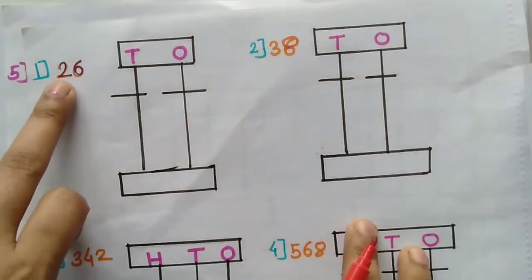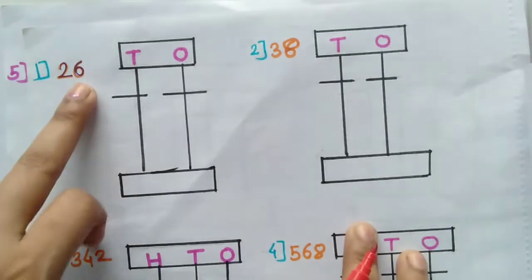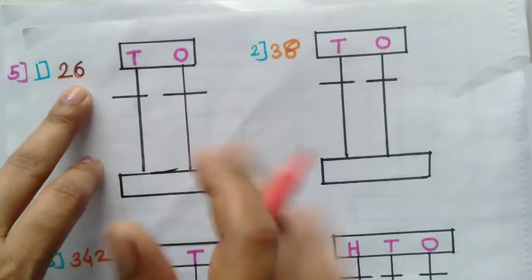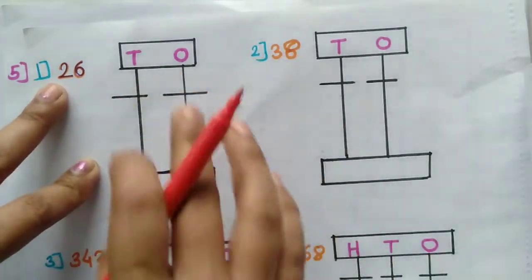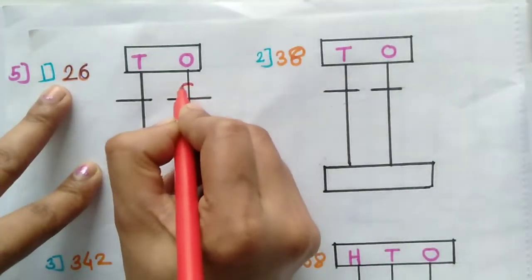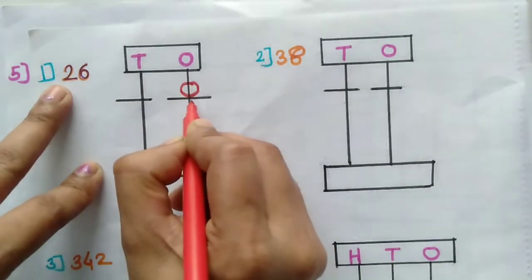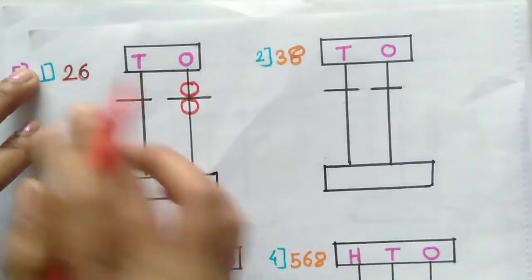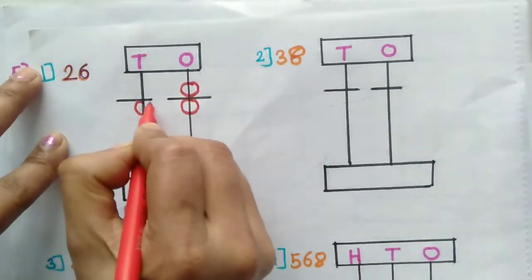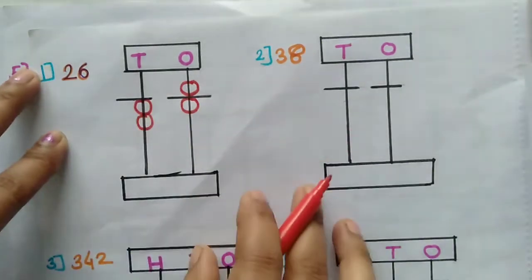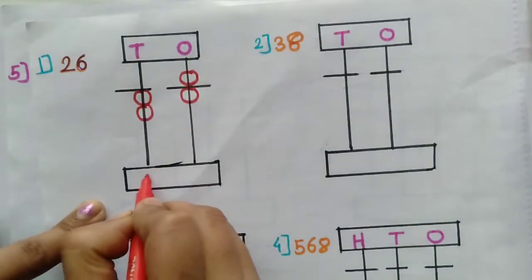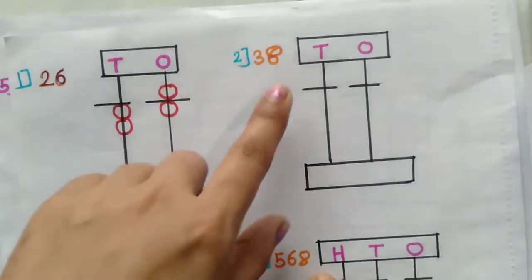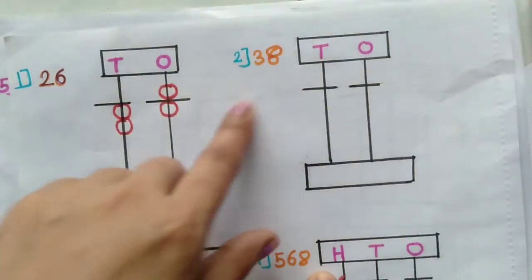Now the first example is 26. Here 6 is in the 1's place and 2 is in the 10's place. So first of all, draw the 6 beads on the 1's rod. There are 6 beads. This is number 6 and this is number 2 on the 10's rod. Draw the 2 beads on the 10's rod. The value of these beads is 2 and 6. The number is 26.